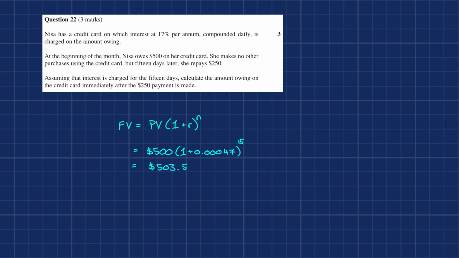$503.50. Now this is on the 15th day that the account balance will be $503.50. Now, on that 15th day, immediately after the 15th day, she pays $250. So we subtract that out, which gives us $503.50 minus $250, $253.50. And that's it.